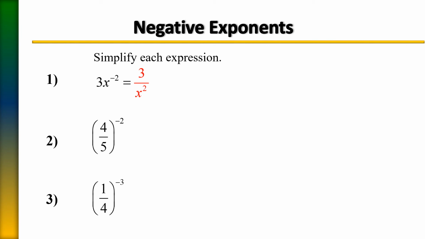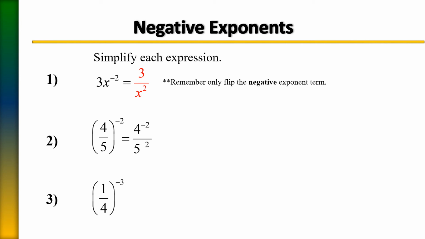For example 2, you have 4, this is the power rule by the way, raised to the negative 2 power, and 5 raised to the negative 2 power. Now the problem here is that both the top and the bottom have negative exponents, which you know you can't have, so you're going to have to flip it. Whatever's on top goes on the bottom, and whatever's on bottom goes on top.